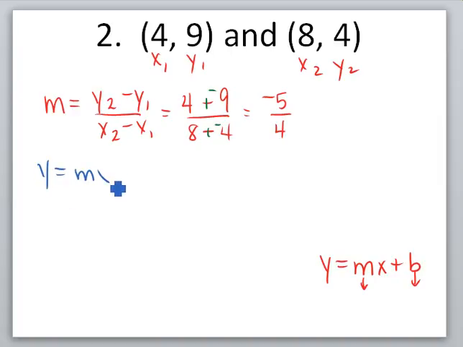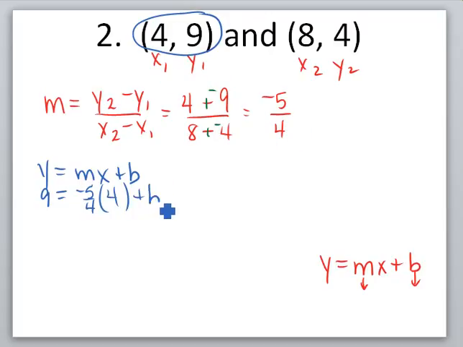Next step is to find b. I'll choose this point right here. I'll plug 9 in for my y. My m is negative 5/4. My x value, I'll replace it with the 4 right here, and I have a plus b.